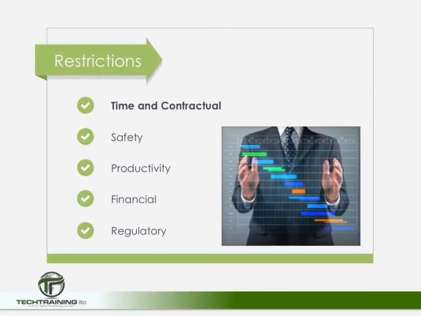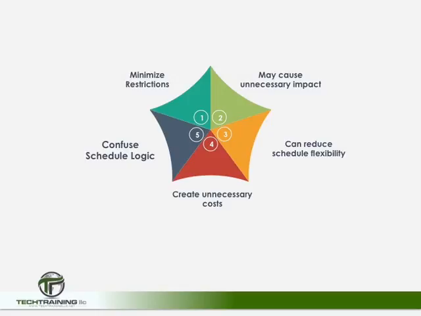So there are time and contractual restrictions, safety restrictions, productivity restrictions, financial restrictions, and regulatory restrictions. But when you are initially defining a network, you'll want to minimize the amount of constraints that you introduce into the network schedule. This is because the introduction of excessive constraints in a logical order of activities can greatly impact the project. It will reduce the schedule's flexibility. It will also lengthen the project duration. It can increase cost, and worst of all, it can confuse the basic scheduling logic, which is going to confuse the people trying to use the schedule to begin with.